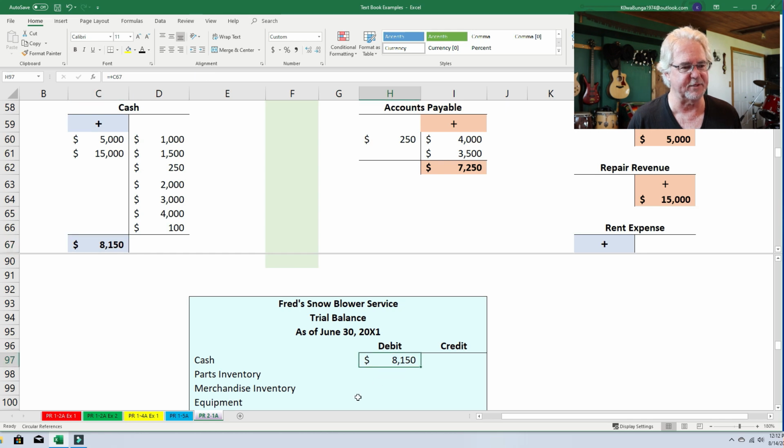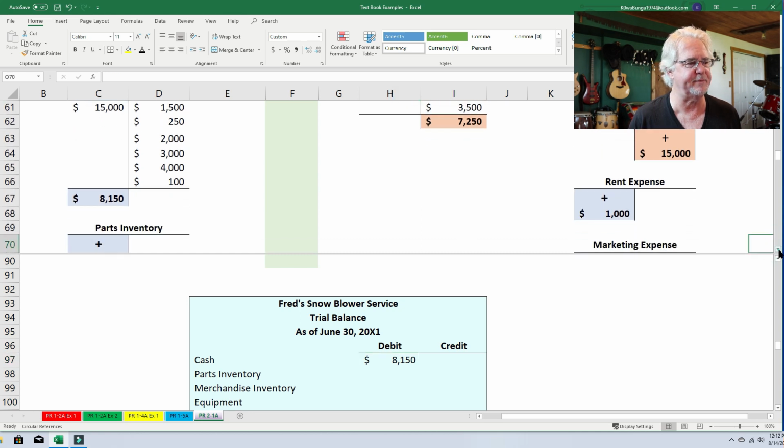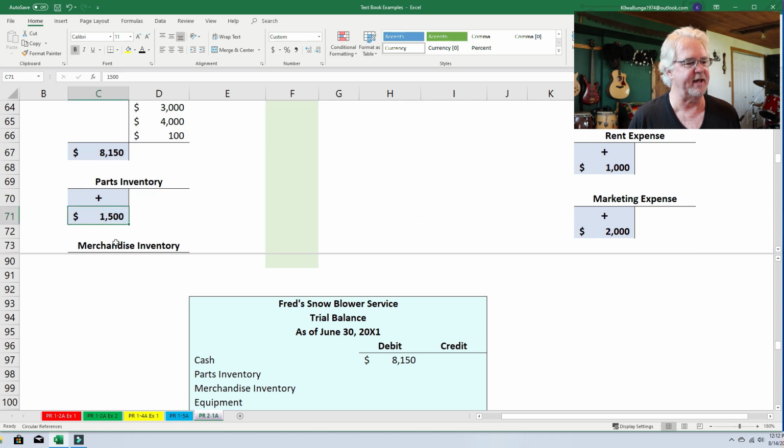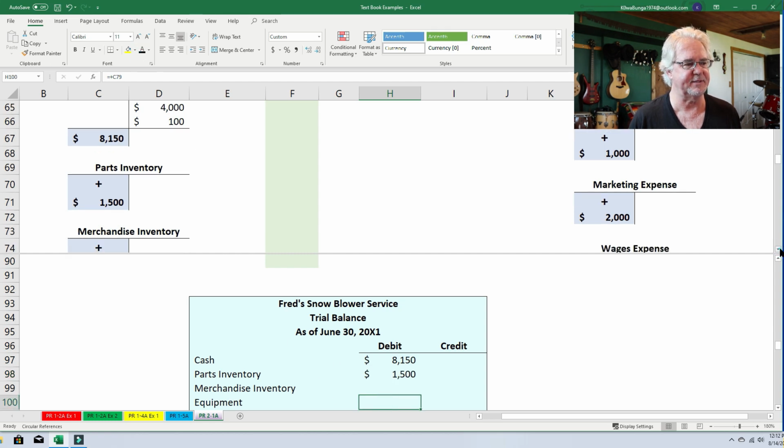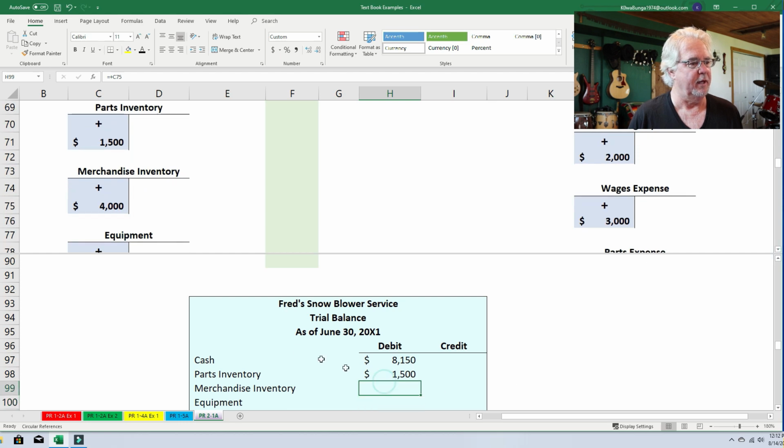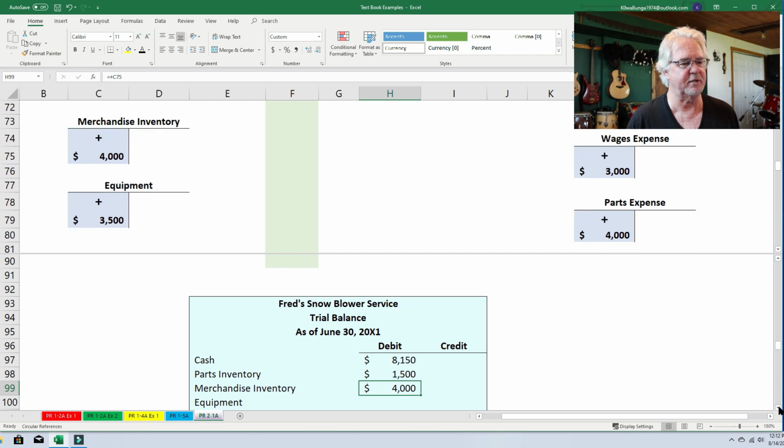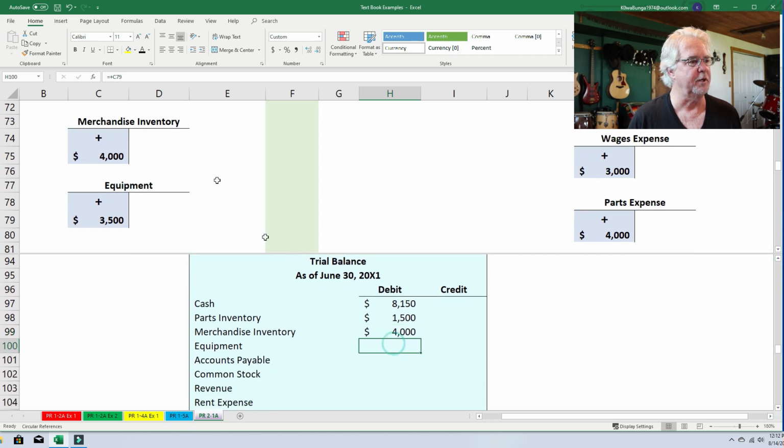8,150, don't write something else here. It's the same number, 8,150. I see so many people mess it up. But it's so easy. Parts inventory, 1,500 on the left. There we are. Merchandise inventory. This is so easy, guys. 4,000 on the left. Equipment, 3,500 on the left. All right.